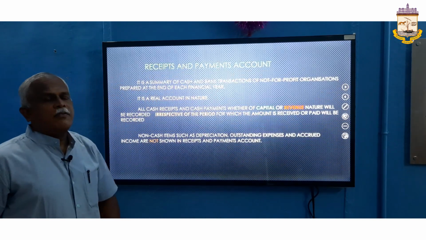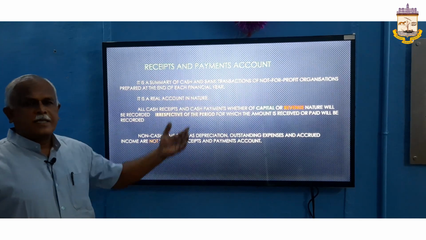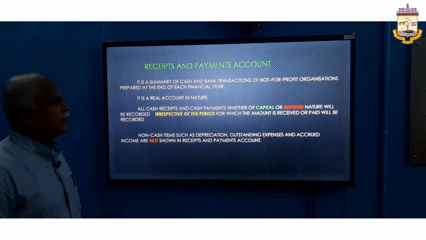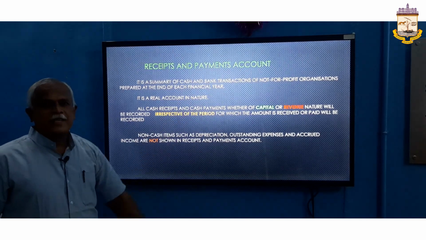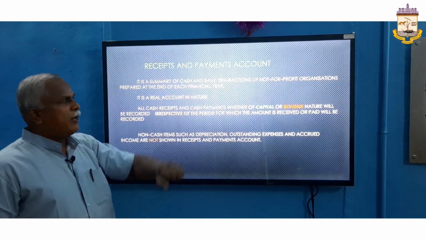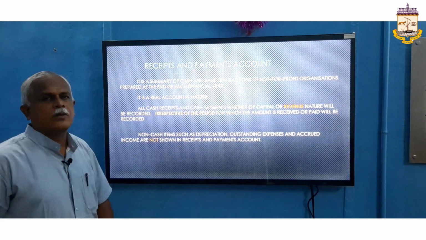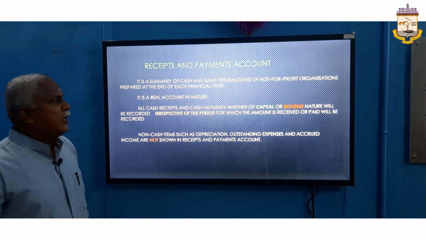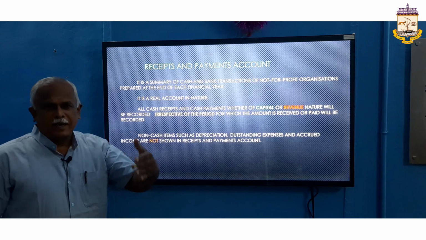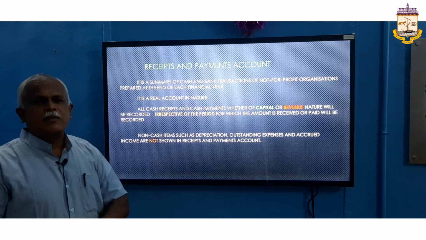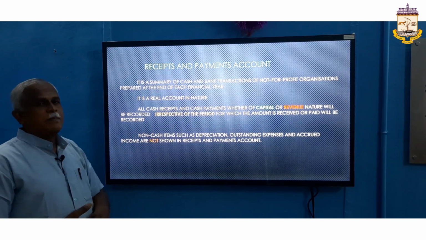Now, of the three accounts you saw, the first is receipt and payment account. What is receipt and payment account? It is a summary of cash and bank transactions of not-for-profit organizations prepared at the end of each financial year. So, at the end of the financial year, you have to prepare the summary of cash and bank account details. Like our trading organization, where we prepare a cash book, the same thing is the receipt and payment account.